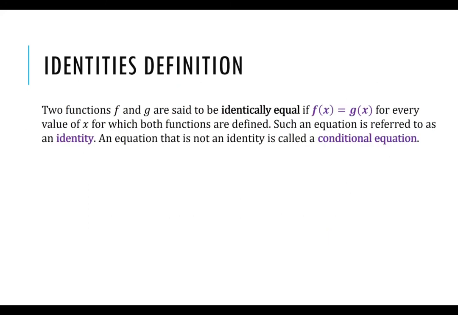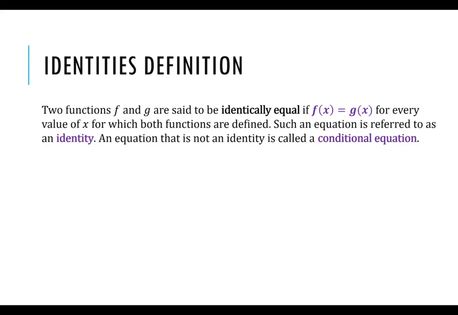Alright, so let's go through the identities definition. And that is two functions, f and g, are said to be identically equal if f of x is equal to g of x for every value of x for which both functions are defined. Such an equation is referred to as an identity. And an equation that is not an identity is called a conditional equation. So everything that we just said a moment ago is still true.